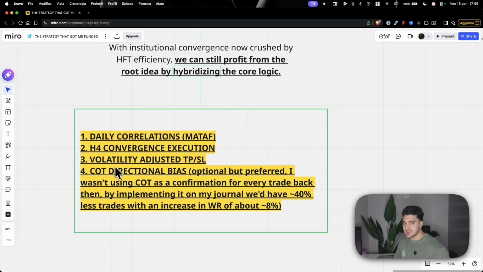Now, I wasn't using the COT as a confirmation for every trade back then. I implemented it on my journal, and I saw that I would have had 40% fewer trades, so I would have traded less with an average increase of the win rate of about 8%. So it's not something crazy that we necessarily have to implement. But if you see that you have problems in understanding directionality, you can potentially implement it.